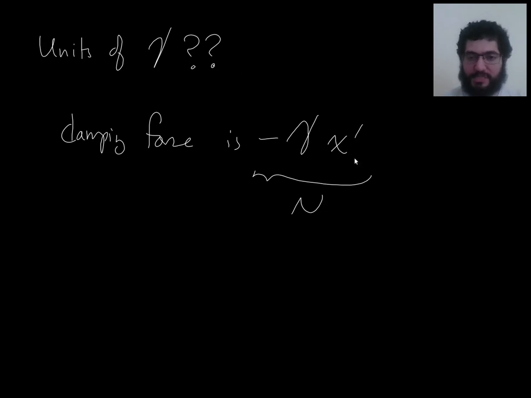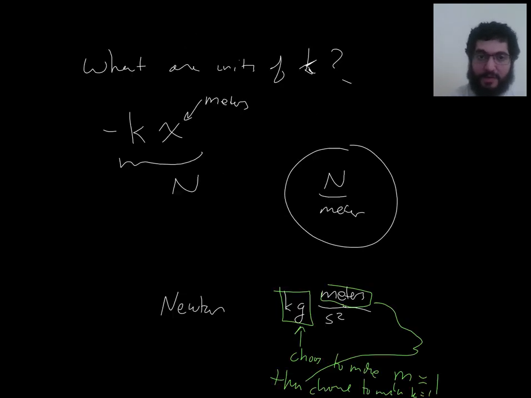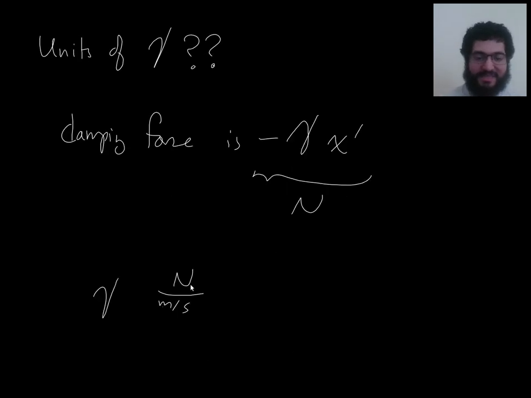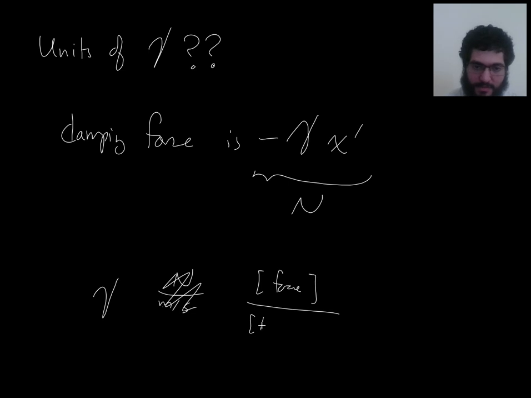Let me just use newtons as a stand-in for that. Then gamma will have to have units of force per unit velocity. So gamma will be in newtons per meter per second, something like that, except it wouldn't be meters. It would be whatever units of distance we ended up choosing back here to force k to be 1. Okay, so maybe a better way to write it is going to be force per distance per time.